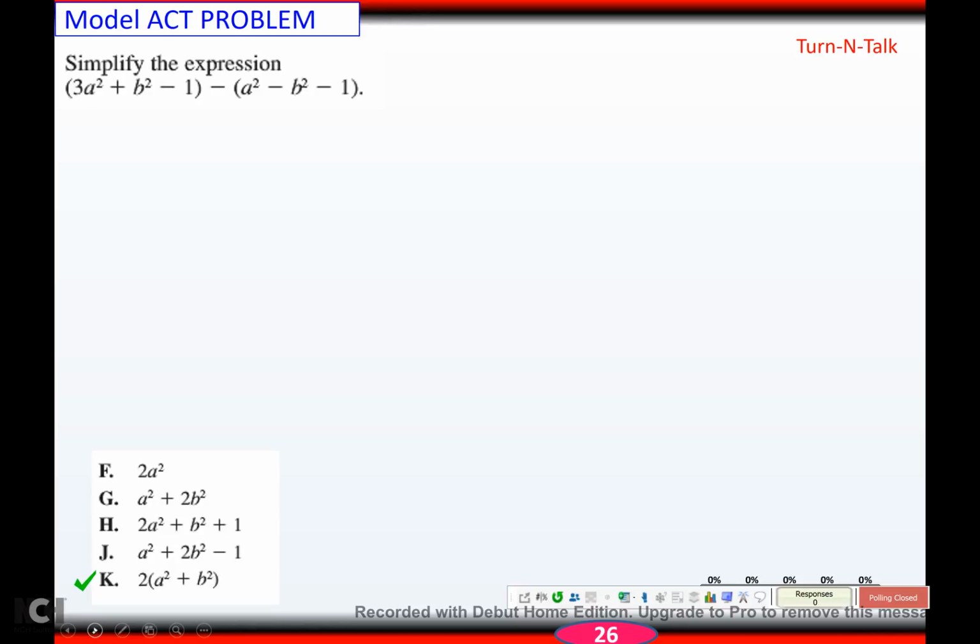And hopefully you got K. So we're going to simplify the expression. Well, parentheses first. There's nothing distributing in this set, so we have 3a squared plus b squared minus 1. I have to distribute the negative to this set, so that's going to be negative a squared, positive b squared, and positive 1.